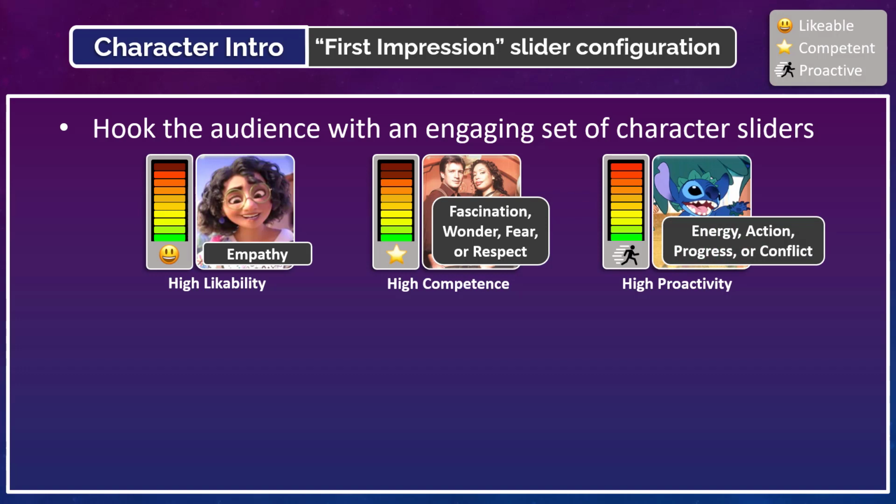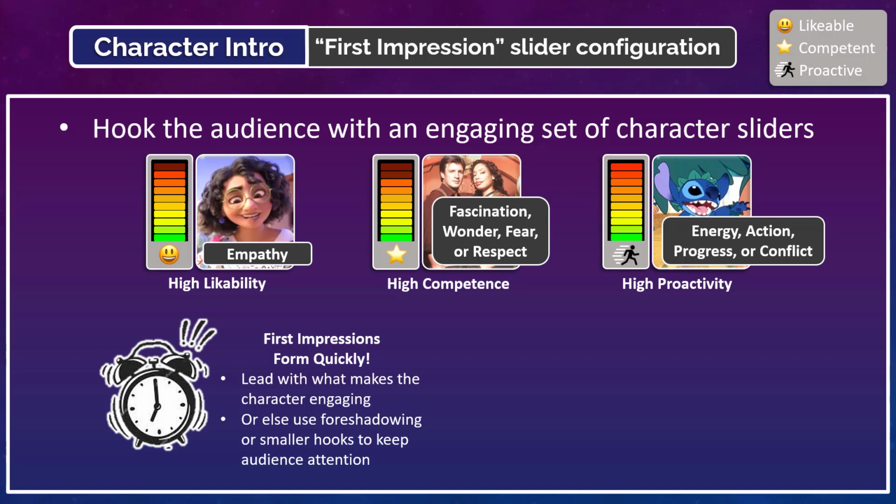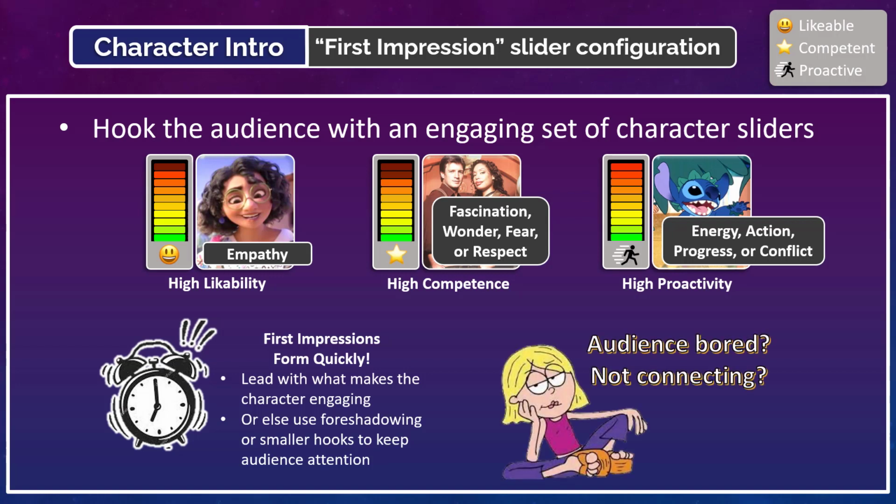First impressions form quickly, so whichever of the sliders is going to be high, it's often best to highlight that characteristic early on so that the audience has time to latch on to it. If the character's exciting hook can't be moved earlier in the story, foreshadowing it is coming or finding additional aspects of the character to hook the audience early on is important for maintaining interest long enough to get to the cool reveal later on. If early in the story the audience isn't connecting with a character or they feel bored by the character, it typically means they weren't sufficiently hooked by the introduction.